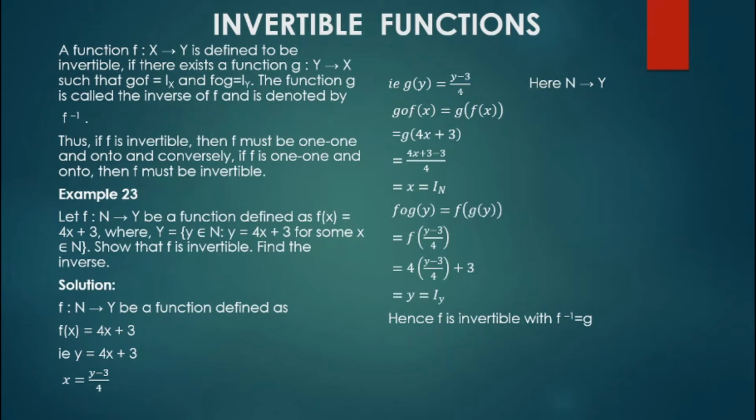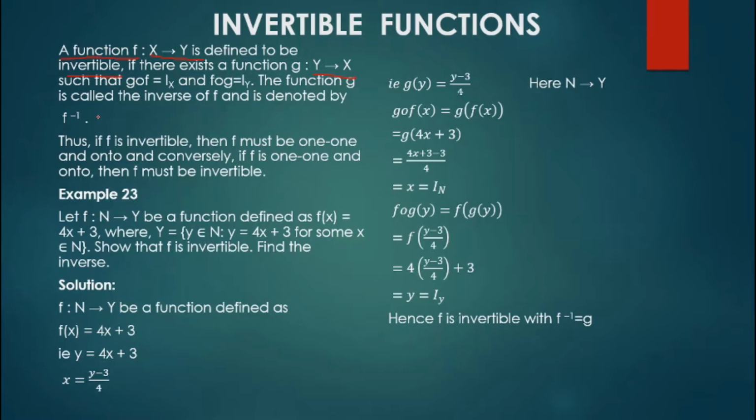Welcome back to another video of class 12 mathematics chapter 1, relations and functions, and today our topic is invertible functions. So let us first go through the definition. A function f: X to Y is defined to be invertible if there exists a function g: Y to X such that gof equal to Ix and fog is equal to Iy. The function g is called the inverse of f and is denoted by f inverse.